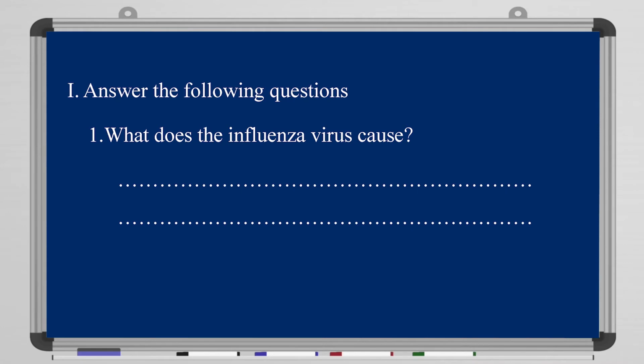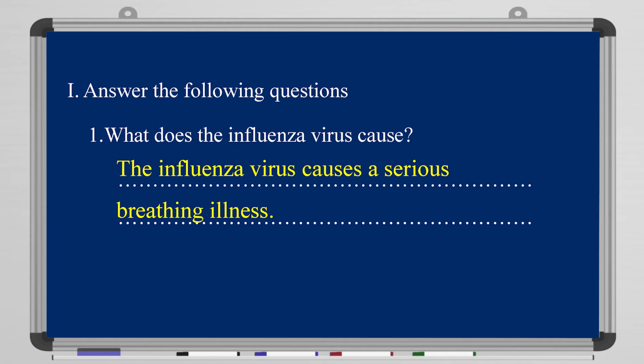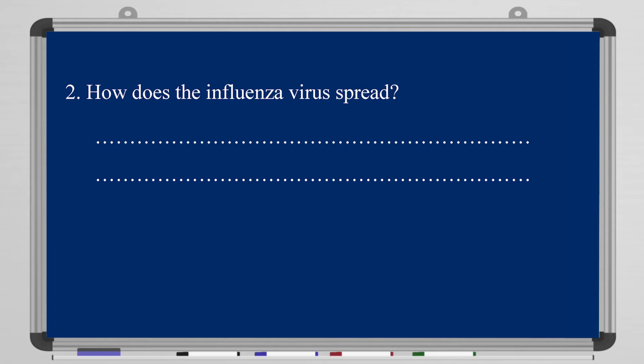So we have to answer the following questions. What does the influenza virus cause? What do you think? Well, we all know what a virus is. We all know the influenza. We all go through that every year, right? So what does it cause? It's all written in the passage. It causes a serious breathing illness. The influenza virus causes a serious breathing illness. And keep in mind that when you write these sentences, write them in full sentences. Just don't give me a bullet point, okay? Full grammatical sentences.